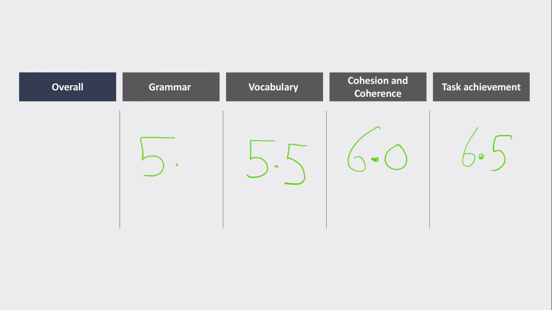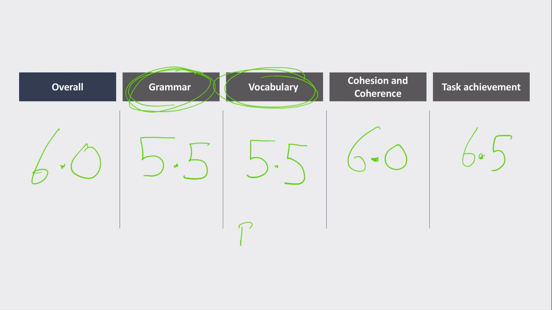And then grammar, I'd also put down at a 5.5. I think there were quite a few mistakes in sentence structure and tense and some plurals. So I really think that they can work on that a lot. I'd say overall probably coming out at 6.0, to be fair. They can really improve on their grammar and vocabulary. I think those are the two areas this candidate really needs to work on.